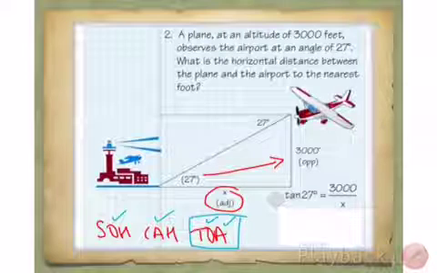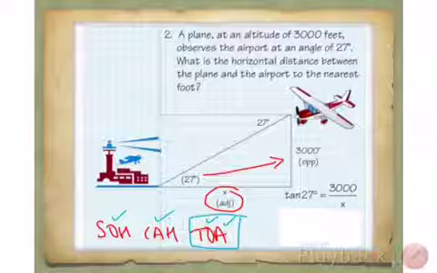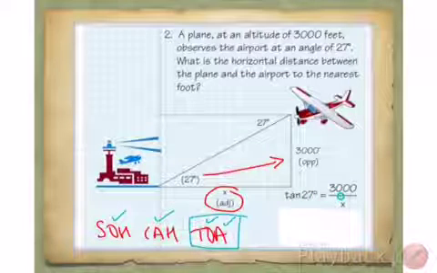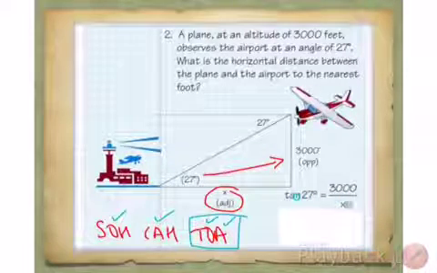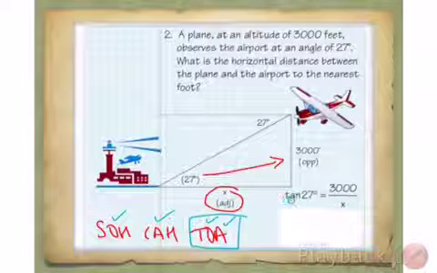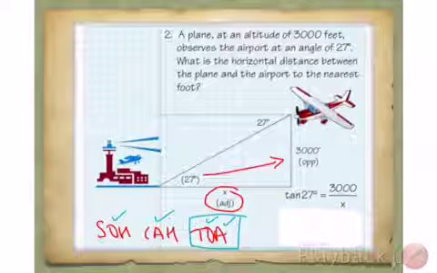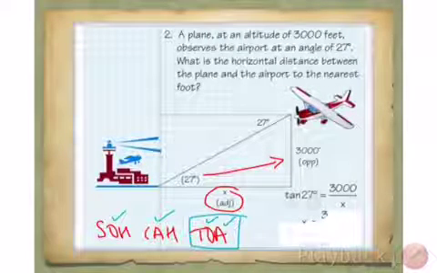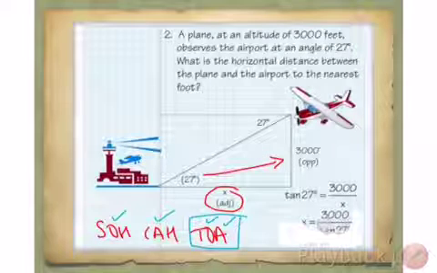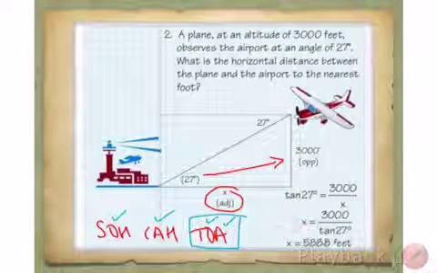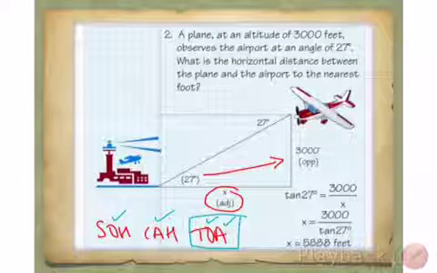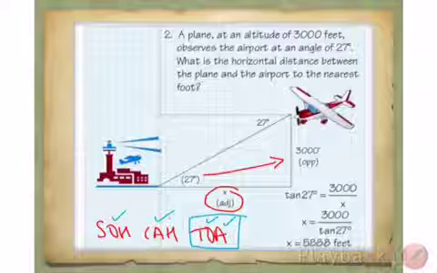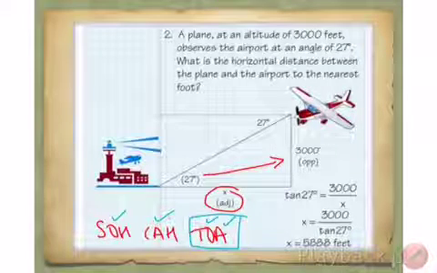My x is on the bottom this time, so there's a little bit more moving around. So if I bring my x up, I'll have x times tan 27 is equal to 3000. Trying to isolate my x, so I have to bring that down. When I bring it over it becomes divide, it was times here. So I get x is equal to 3000 divided by tan 27, so x is actually equal to 5,888 feet away from the airport.